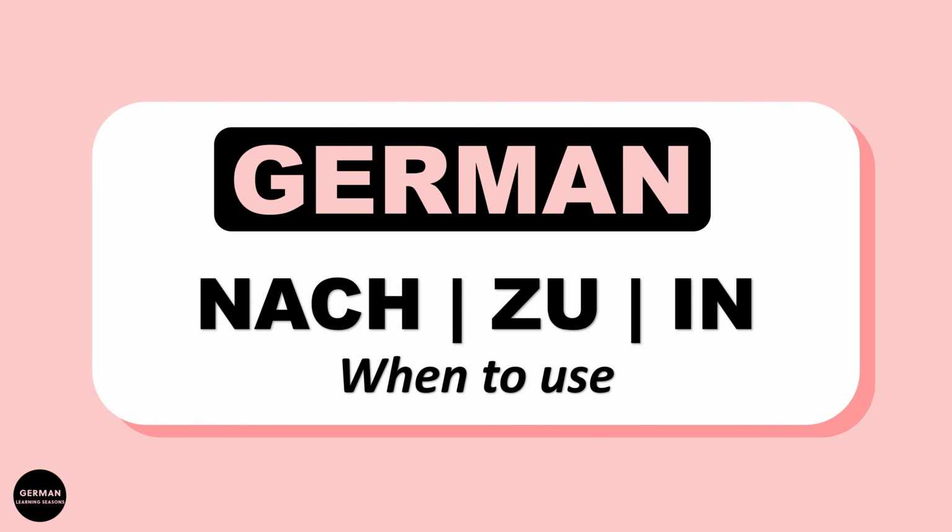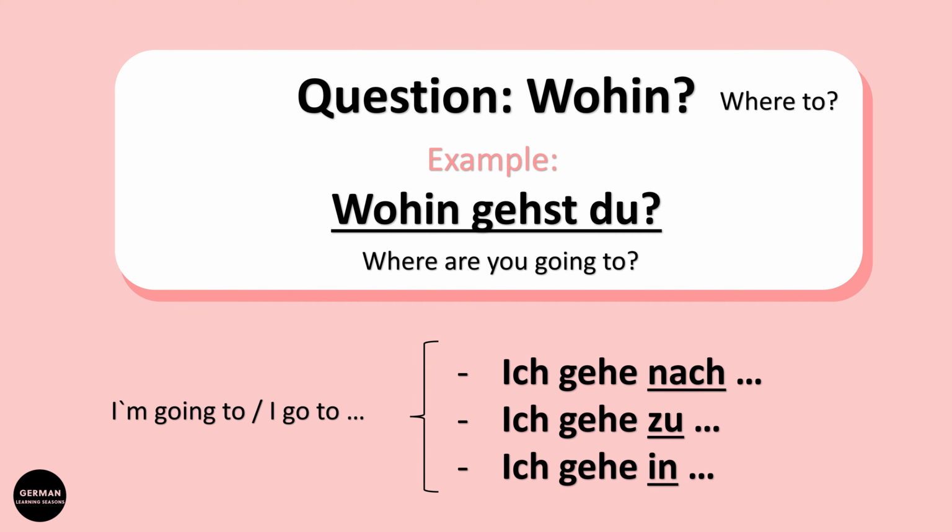In today's video we are going to learn about the prepositions nach, zu and in. Whenever someone is asking you, where are you going to? In German, wohin gehst du? You would probably start your answer by saying, I'm going to, which is in German, ich gehe nach, or ich gehe zu, or ich gehe in. Now, the main question here is, which of these prepositions do we have to use in what situation?